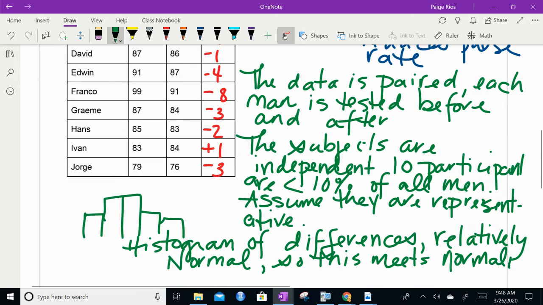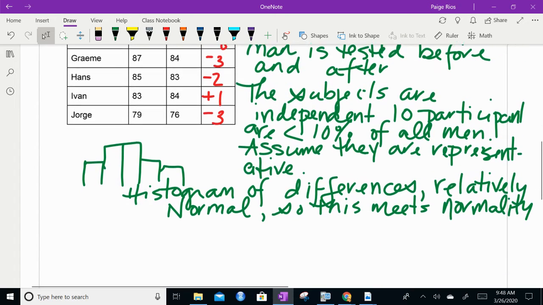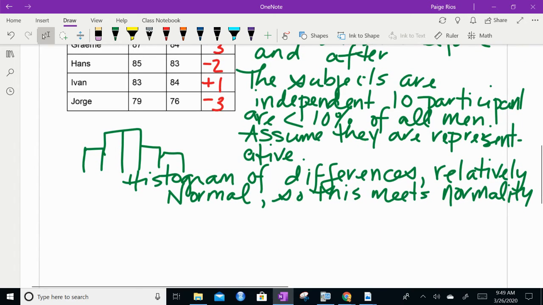Okay, so once again, you need paired data. You need less than 10% of the population or random allocation, random sample. And you need to make sure that the histogram of your differences is relatively symmetric so we can assume normality. Now we're going to name the test. Okay, so we can say that conditions are met.